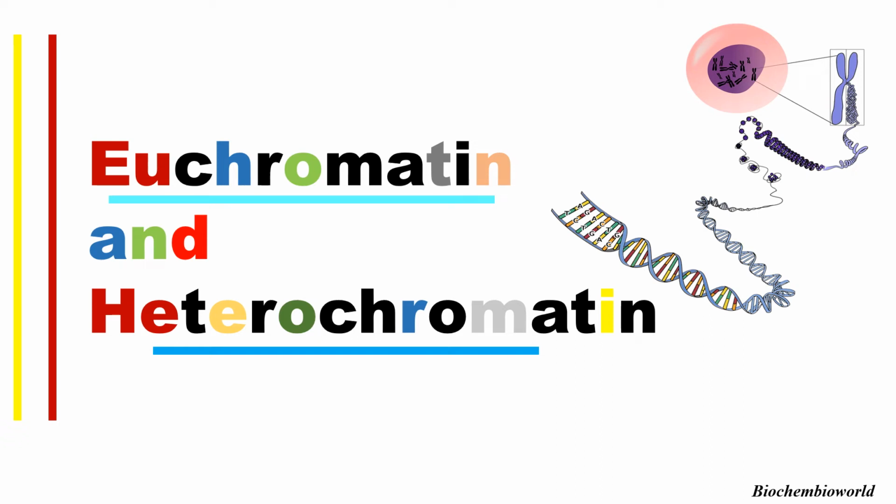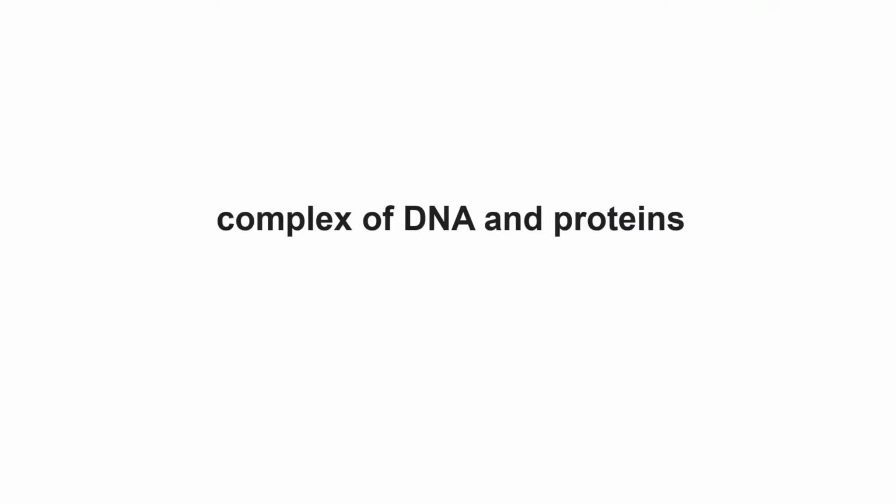Today I'll be discussing two important forms of chromatin, which is found in the nucleus of a eukaryotic cell, that is euchromatin and heterochromatin. I'll be diving into the details of both. And first of all, what is chromatin?